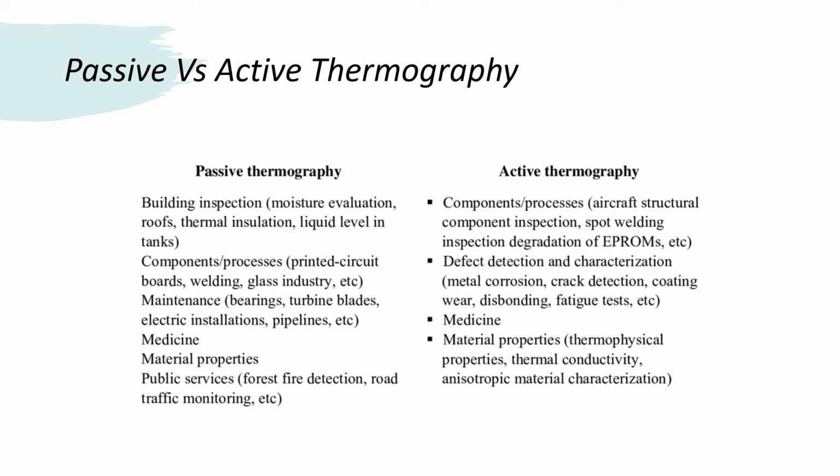Passive thermography is used for maintenance, that means bearings, turbine blades, electrical installations, pipelines, etc. Passive thermography is also used for public services, that means forest fire detection, road traffic monitoring, etc. And active thermography is used for material properties like thermophysical properties, thermal conductivity, and isotropic material characterization. So students, these are the differences between active thermography and passive thermography.